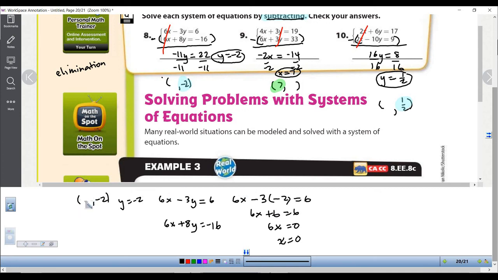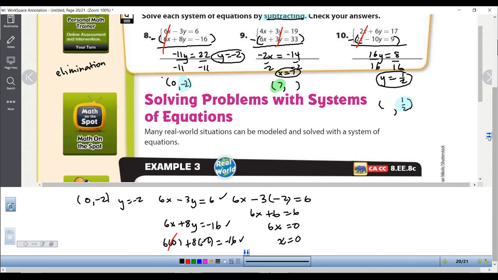All right, so I have 0, negative 2. Now, what would a good math student do? A good math student, we use the first equation. He or she's going to check it in the second equation real quick. 6 times 0 plus 8 times negative 2. What is that going to give us? Well, 6 times 0 is 0. 8 times negative 2, we get negative 16. What were we supposed to get? Negative 16. What did we get? We got negative 16. So the answer to this one is 0, negative 2.